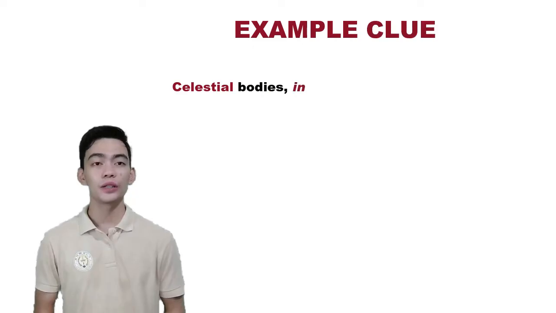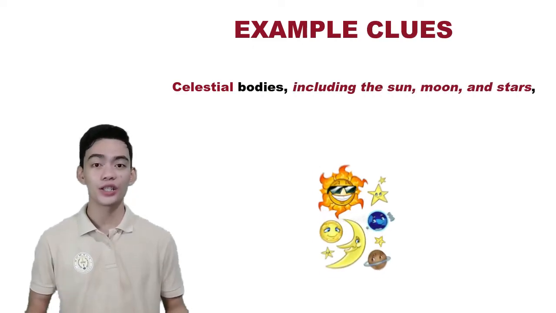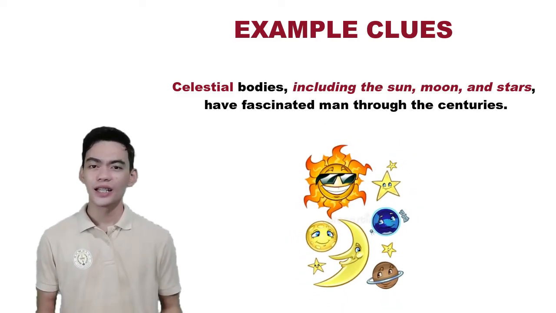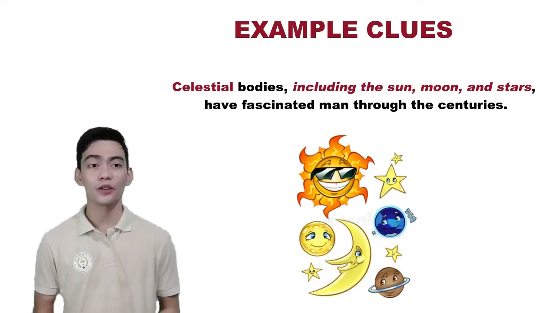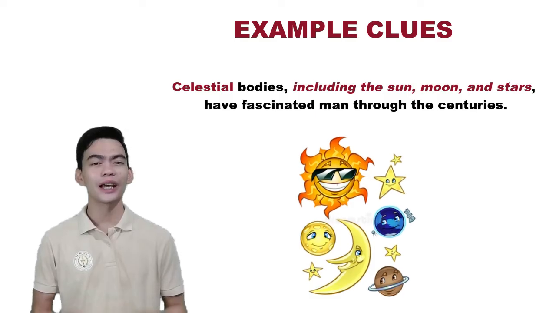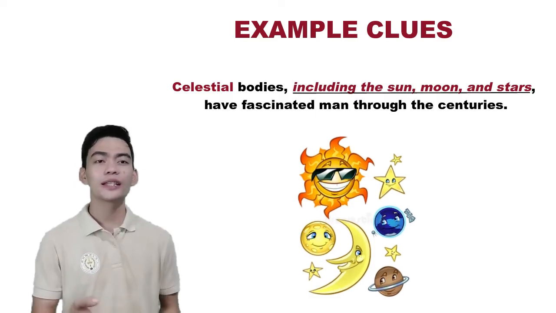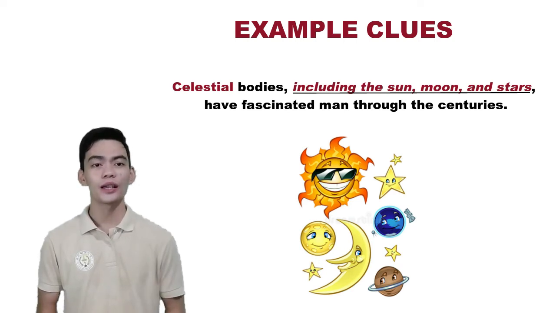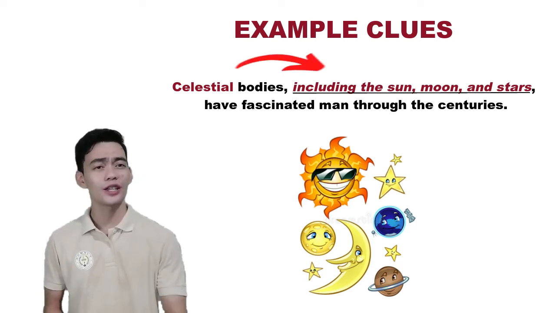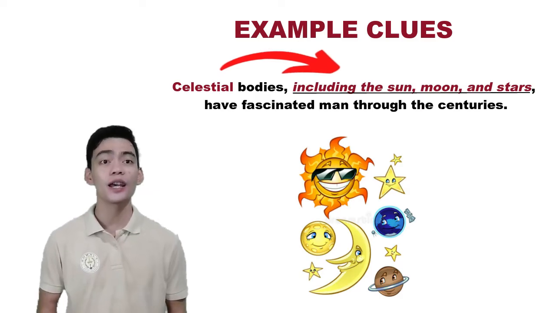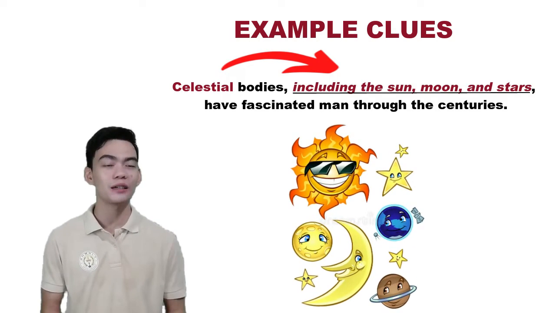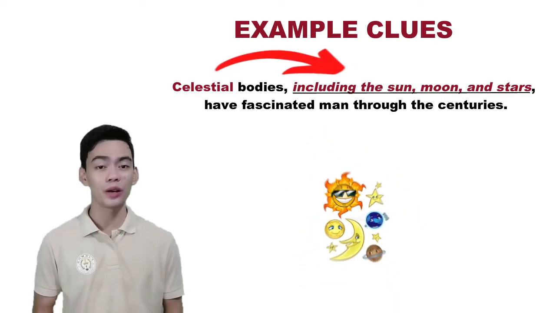"Celestial bodies including the sun, moon, and stars have fascinated man through the centuries." Celestial objects are those in the sky or heavens. The word "including" points out the examples of celestial. In this kind of clue, examples are given and your task is to identify the general idea presented before providing the meaning of the unfamiliar word.